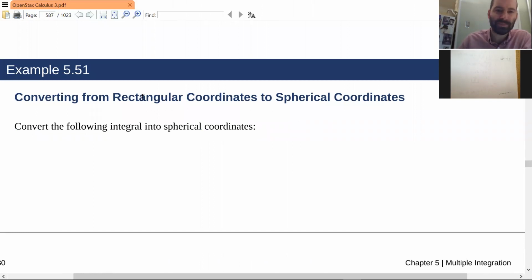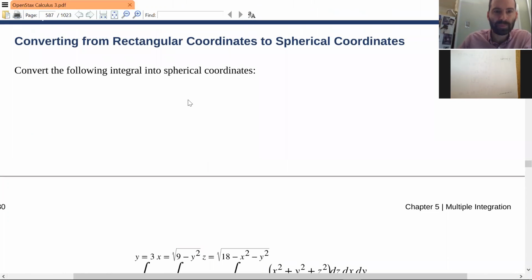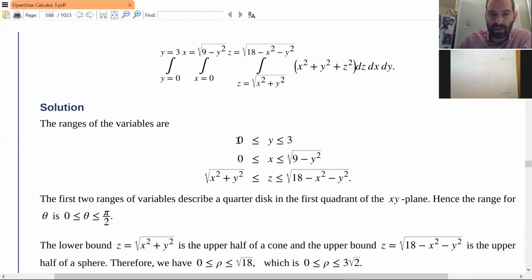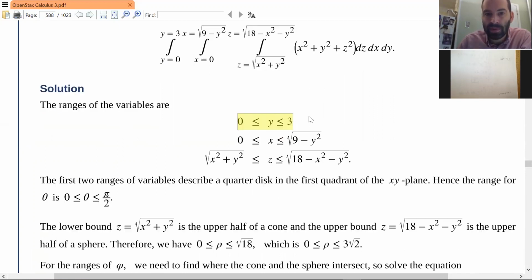And they do the same thing for spherical coordinates in this next example. So they want you to convert this into spherical coordinates. They piece apart the ranges of these variables. They observe that y, the outermost integral, goes from 0 to 3, that's this right here. Then they observe that x, the second integral, goes from 0 to root 9 minus y squared. Then they observe that z goes from this stuff between here and here.